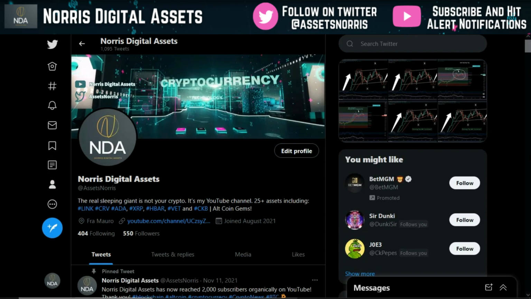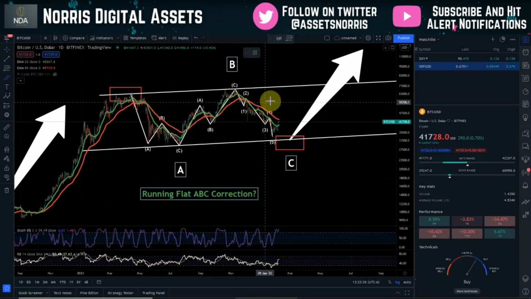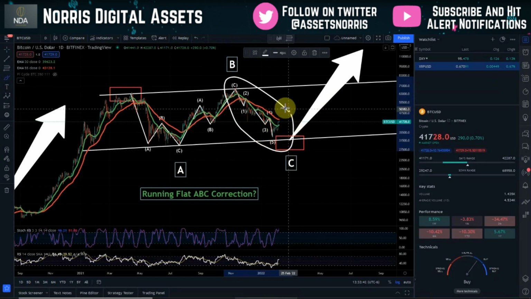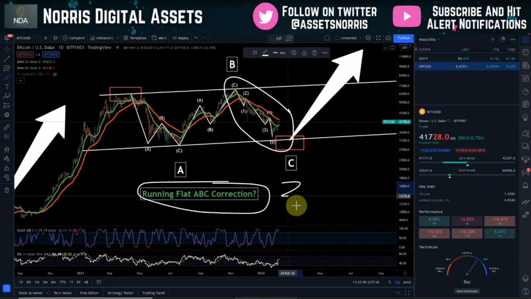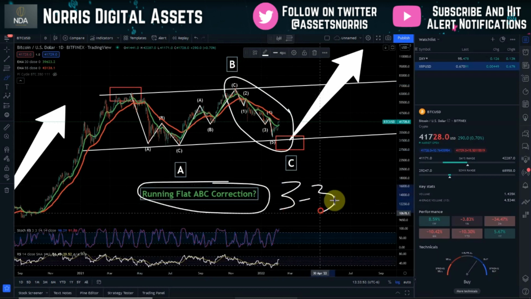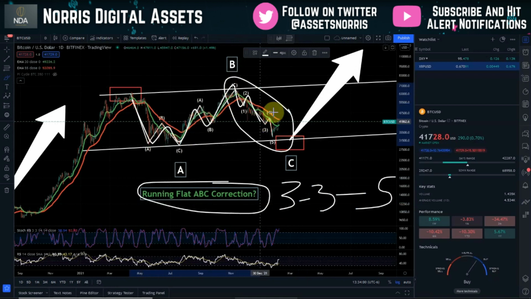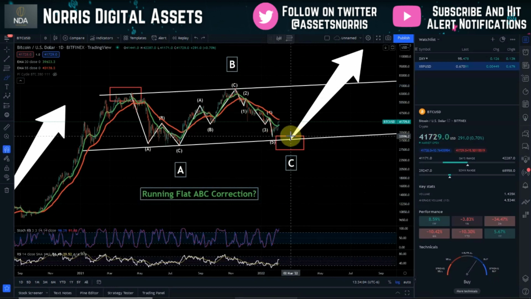Okay, let's dive into the Bitcoin chart here. In this drawing, this ABC correction, I have temporarily moved these. I am going to show you why. There are two possible scenarios here of the 5 counts. At any rate, to do this running flat ABC correction, you do need that 3-3-5 movement that I have been talking about in my other videos, where it is 1, 2, 3, 1, 2, 3, and then a final 5 movements, and that is to complete the ABC running flat correction.